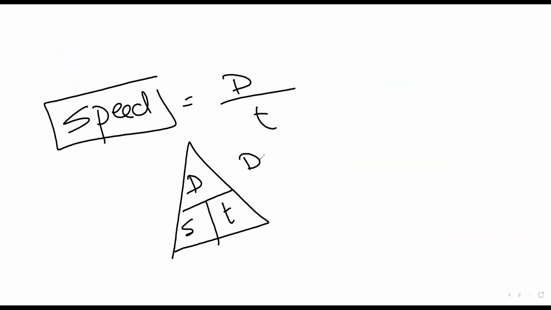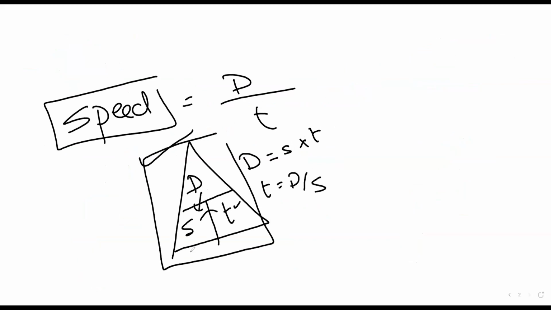So from this triangle, if you want to calculate the distance, you multiply speed times time. If you want to calculate the time, you divide distance by speed. And of course, if you want to calculate the speed, the triangle will help.